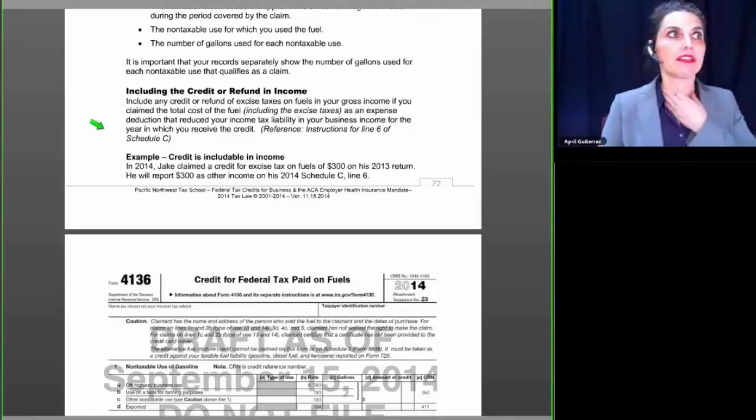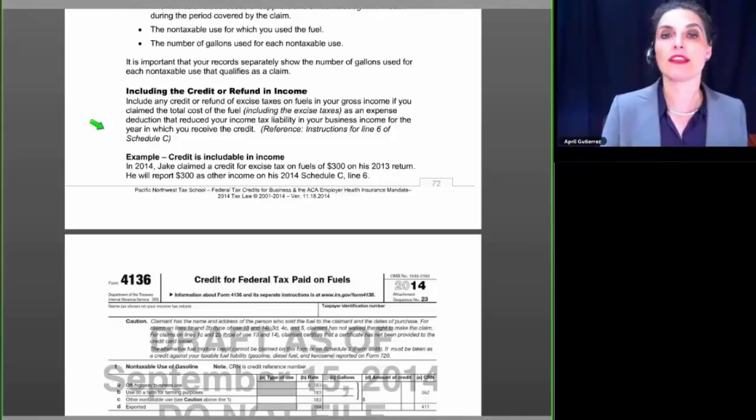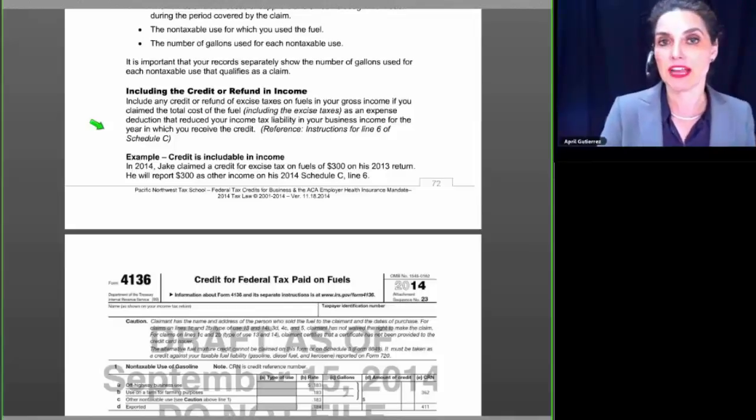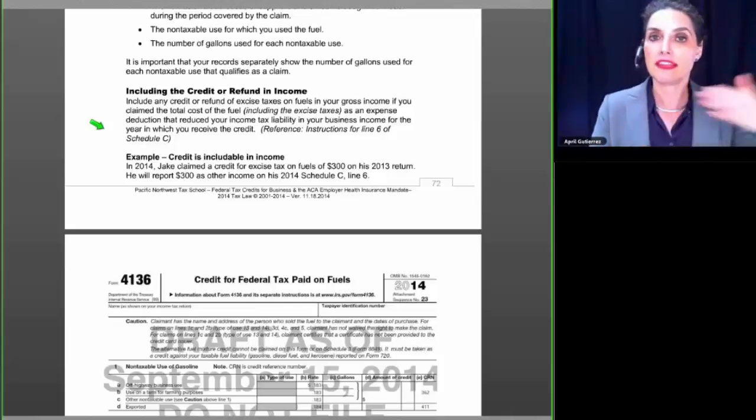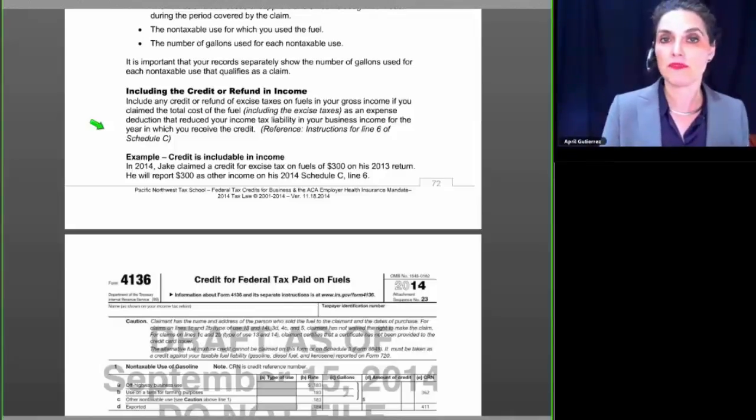So you think about it in terms of claiming a deduction on Schedule A for your income taxes paid to your state. You claim a deduction on Schedule A for taxes paid to the state. You then file a state tax return and receive a refund of some of those taxes. That refund then, the next year, gets entered as income. Same exact concept for purposes of including the refund for credit on fuels in the income of the business.